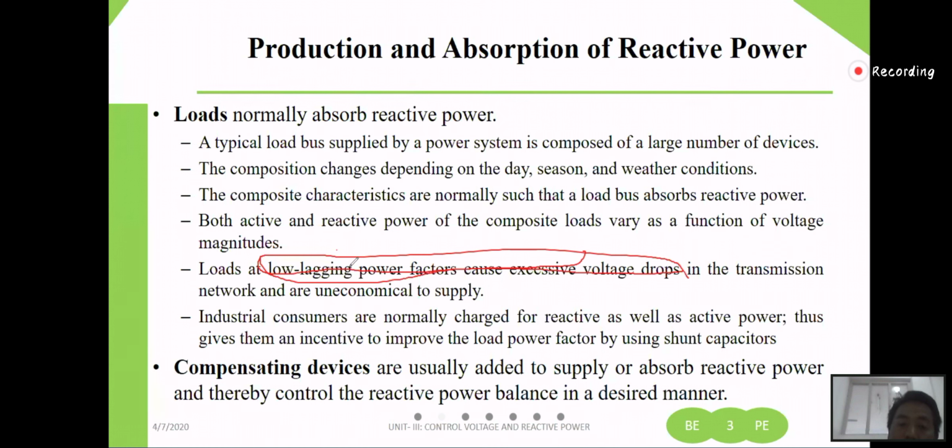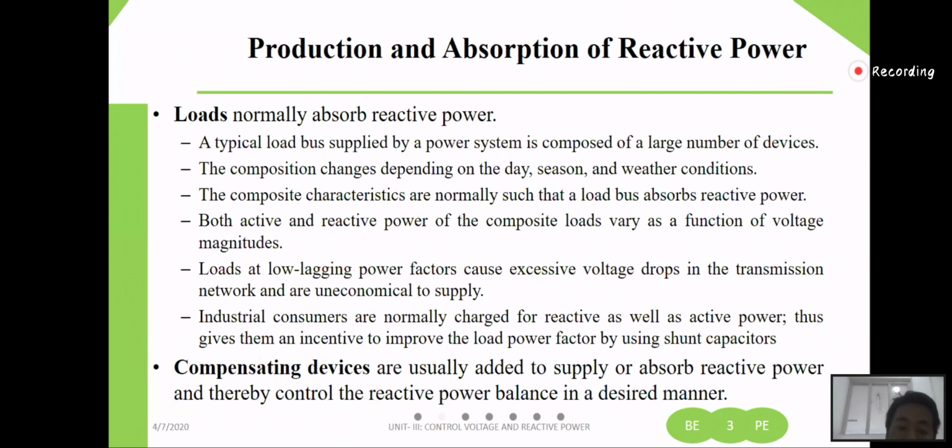So load normally absorbs reactive power, and the other one is the compensating device, which is a power electronics device generally used either to supply or absorb reactive power. Whenever reactive power is required, it will be supplied by this compensating device.